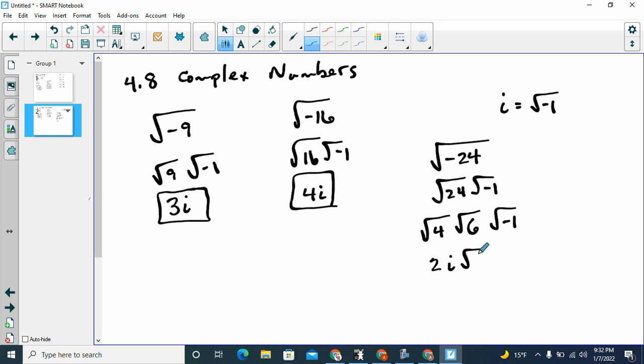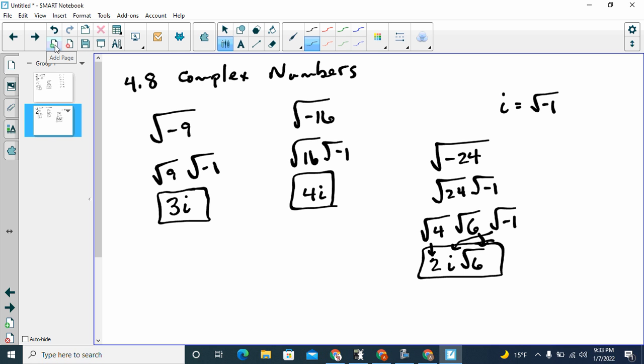And this root 6 doesn't come out even. We always write the part that doesn't come out even at the end. So I can multiply in any order I want. So I wrote the 2 here, and then the square root of negative 1 is that i. And then here's my square root of 6 right there. So we can reduce roots using this imaginary number i.